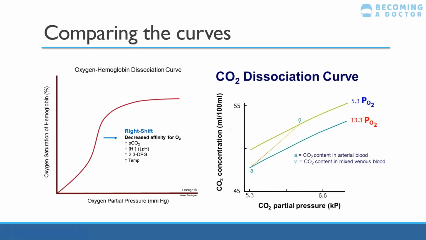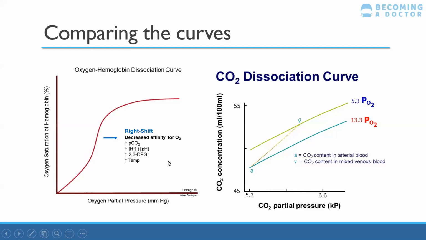So you've got the Bohr shift, which is the effect of CO2 and H+ concentration on hemoglobin's affinity for oxygen, which is this right shift here shown on this diagram. And then you've got the Haldane effect, which is when you have increasing partial pressures of oxygen, you have decreased CO2 carrying capacity of the blood. And these 2 effects just work together to make sure that the body's getting what it needs and that you're getting as much oxygen taken in at the lungs and getting delivered to the tissues, and you're getting as much carbon dioxide carried away from the tissues into the lungs.